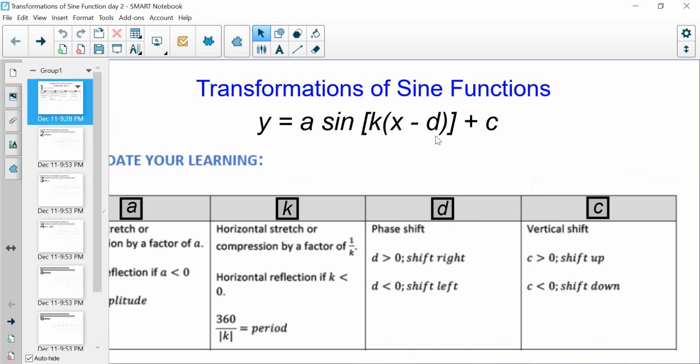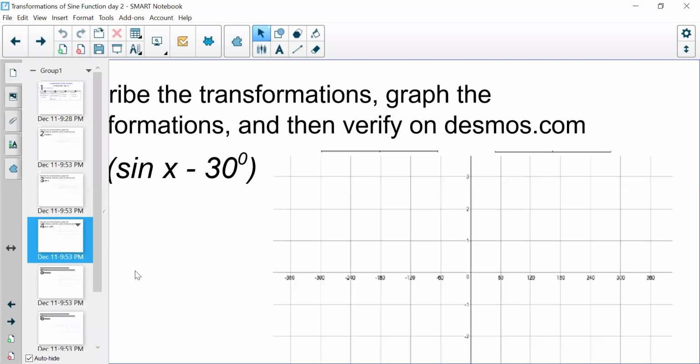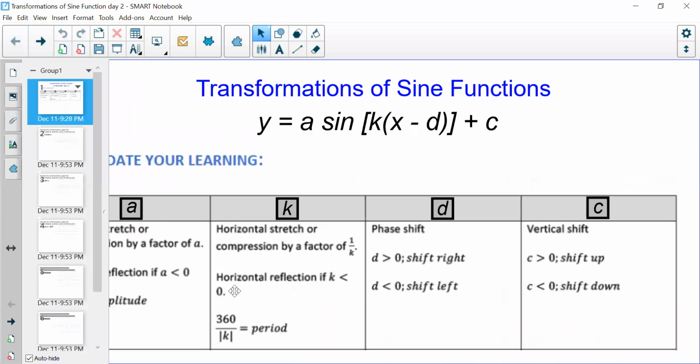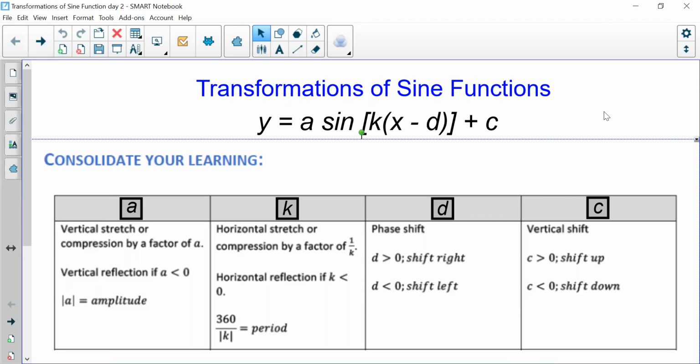First of all, is that K or is that D? Because it's in my brackets. K has to be in front of X and D is behind X. So what's the 30? Is it K or is it D? D. Okay, so look at your chart. What does D do to my sine function? Shifts it left or right?